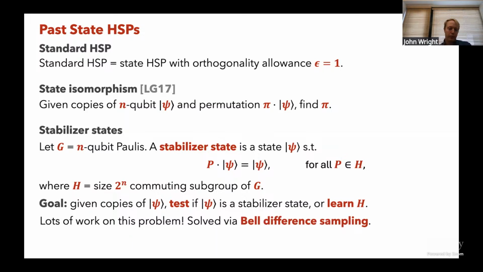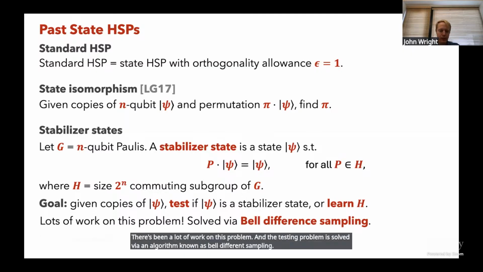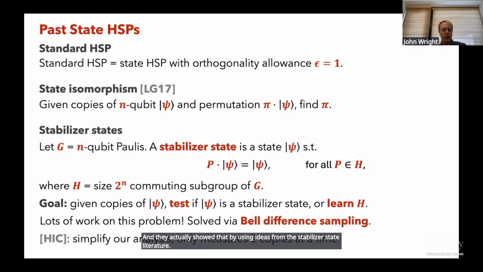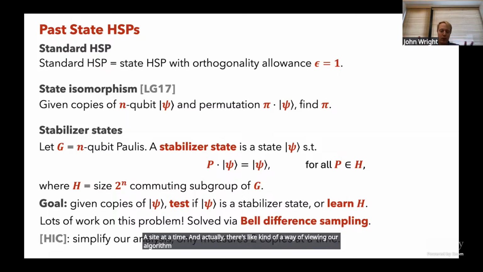There's been a lot of work on this problem, and the testing problem is solved via an algorithm known as Bell difference sampling. And we were actually contacted about a month ago by Hinsche, Ioannou, and Grewal, and they showed that by using ideas from the stabilizer state literature, they can simplify our analysis and make it so that we only need to measure 2 copies of psi at a time. And actually, there's a way of viewing our algorithm and Bell difference sampling as somehow similar algorithms.